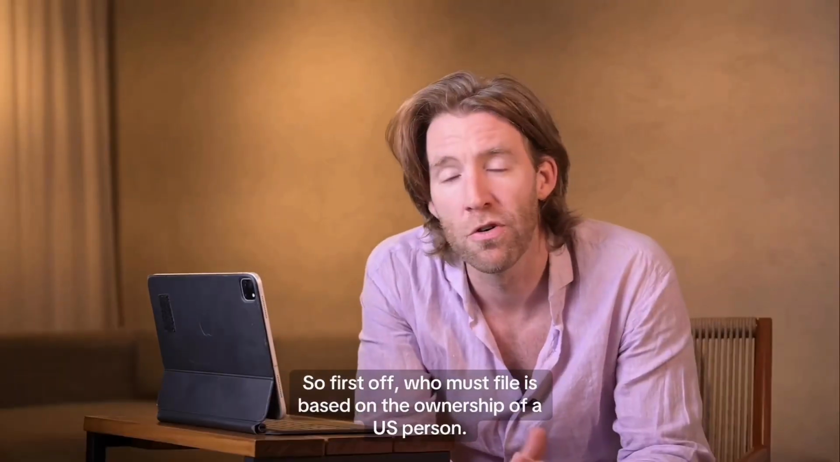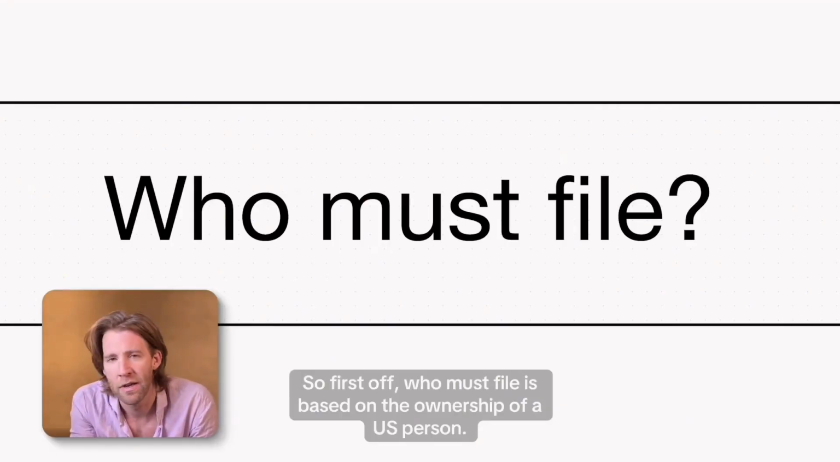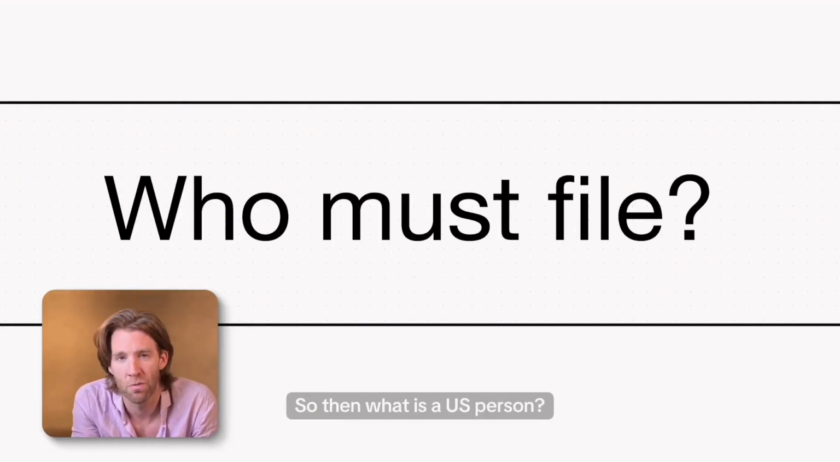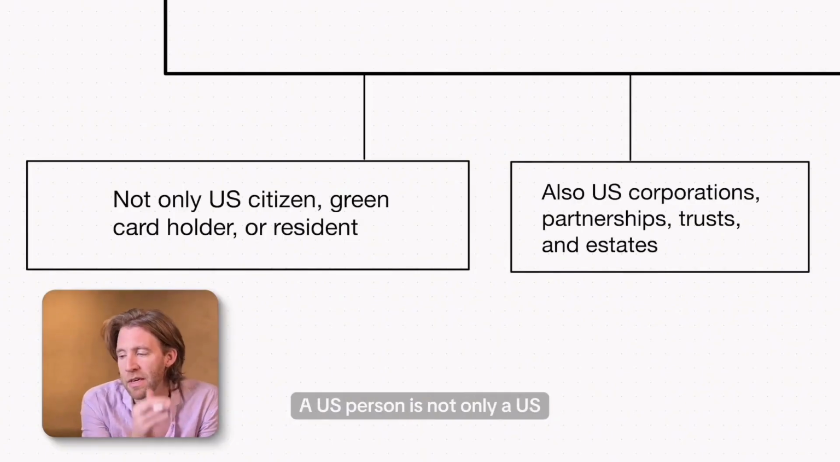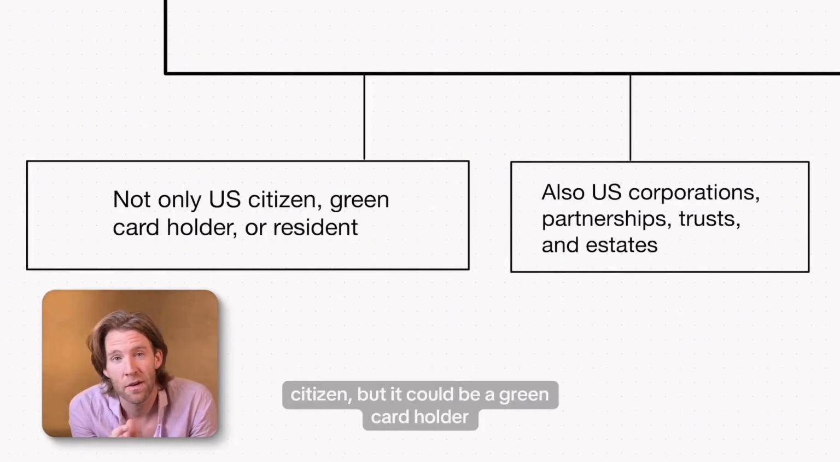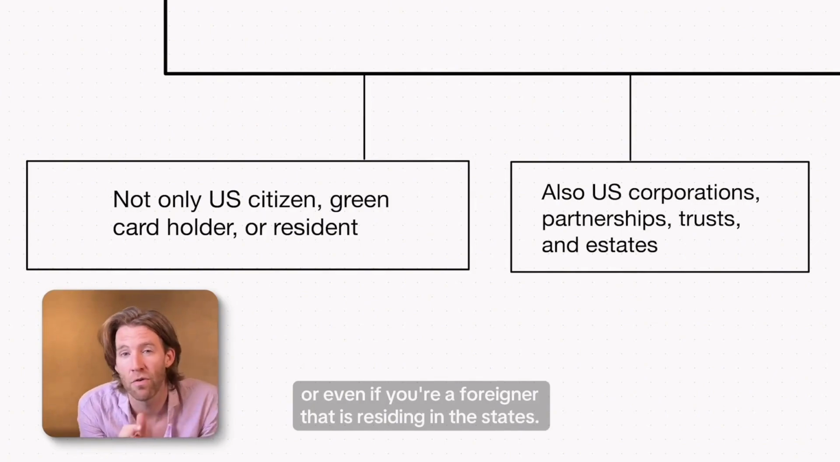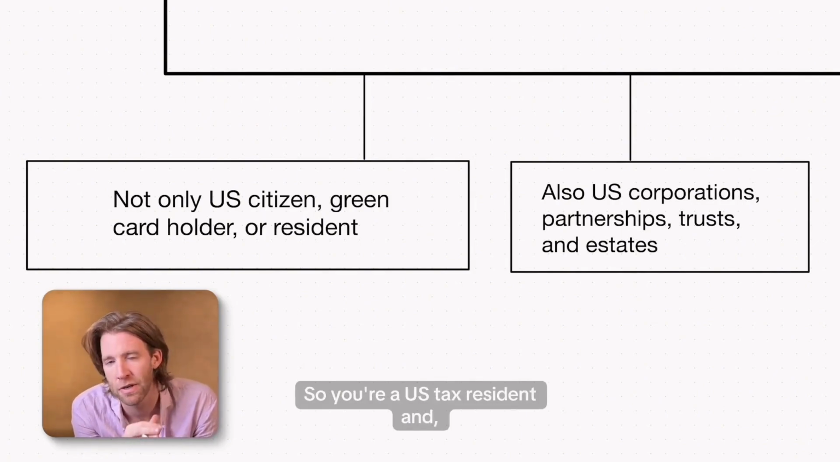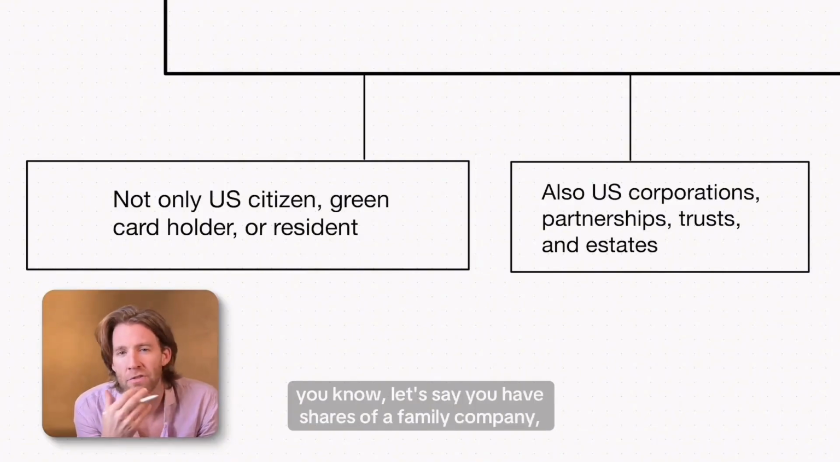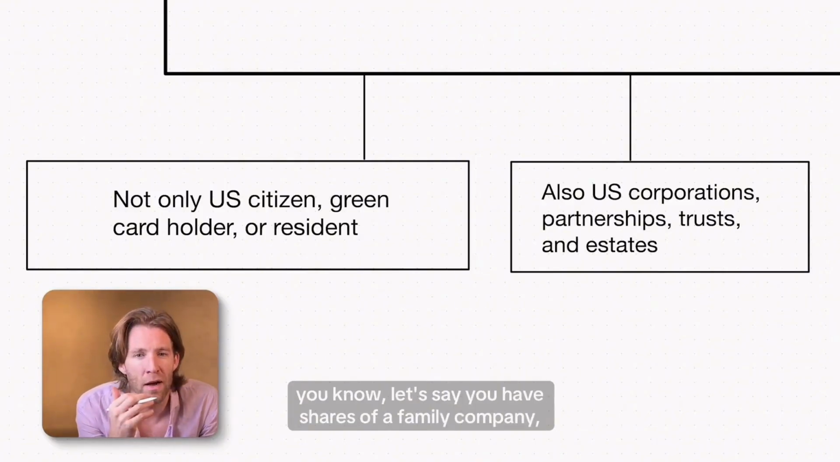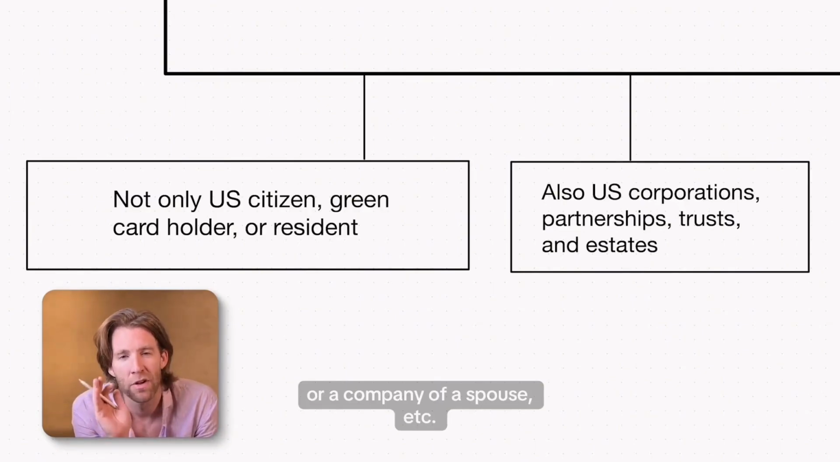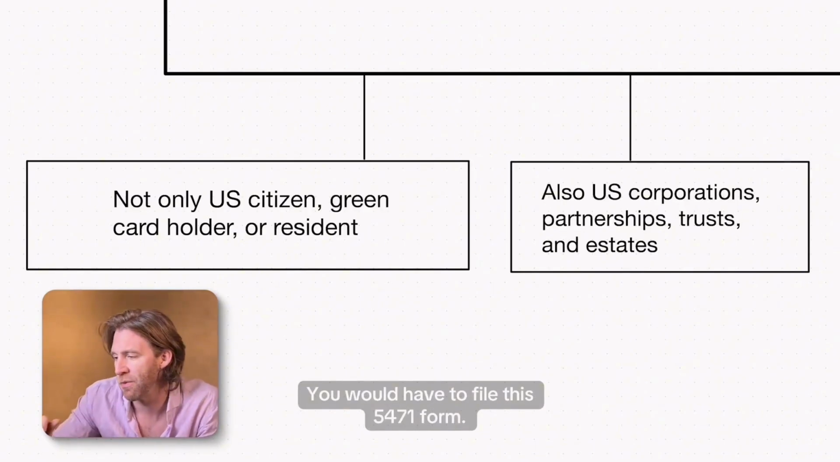So first off, who must file is based on the ownership of a U.S. person. So what is a U.S. person? A U.S. person is not only a U.S. citizen, but it could be a green card holder, or even a foreigner that is residing in the States, so you're a U.S. tax resident, and let's say you have shares of a family company or a company of a spouse, etc., you would have to file this 5471 form.